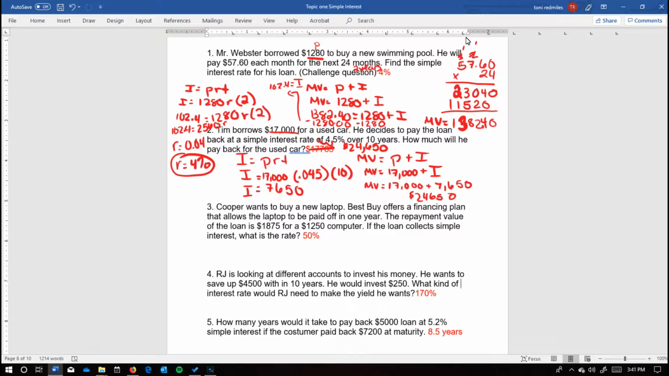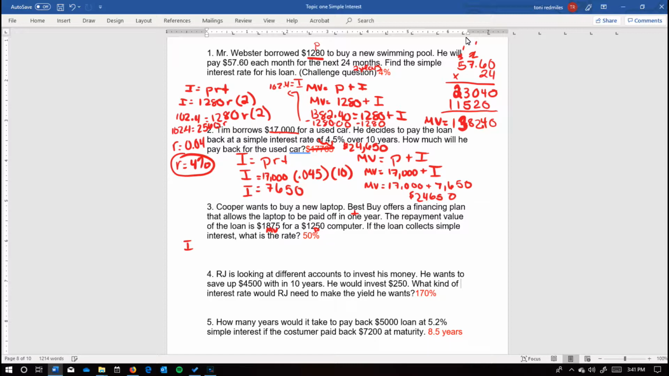Cooper wants to buy a new laptop. Best Buy offers a financing plan that allows the laptop to be paid off in 1 year. The repayment value of the loan is $1,875 for a $1,250 computer. So this is my maturity value, and this is my principal. If the loan collects a simple interest, what is the rate? So he wants to pay it out in 1 year.